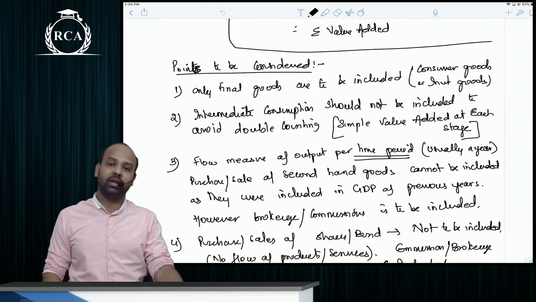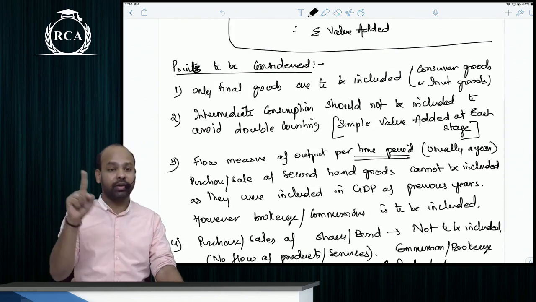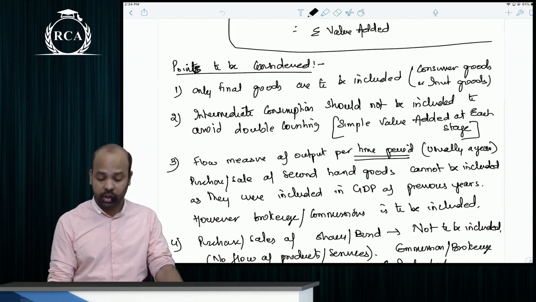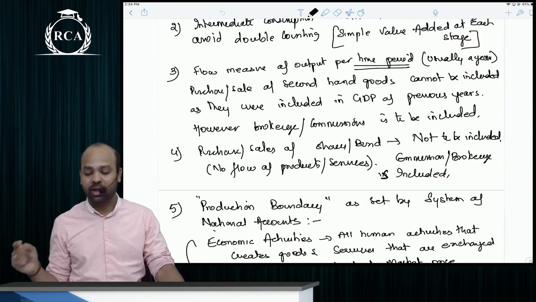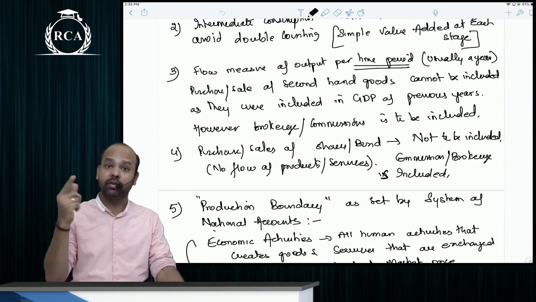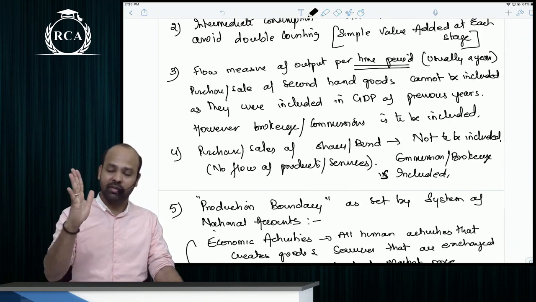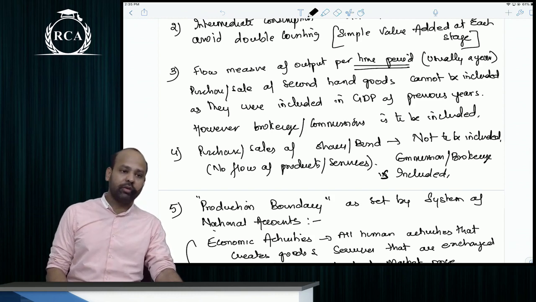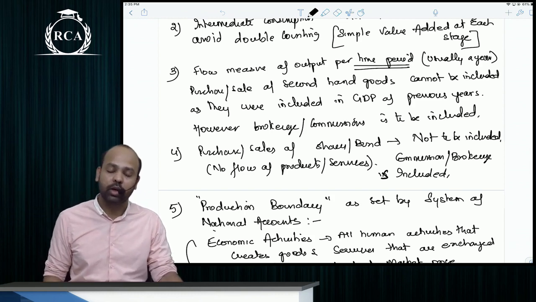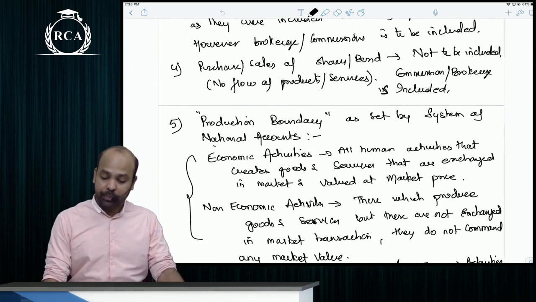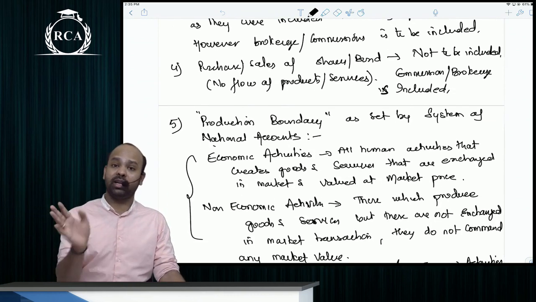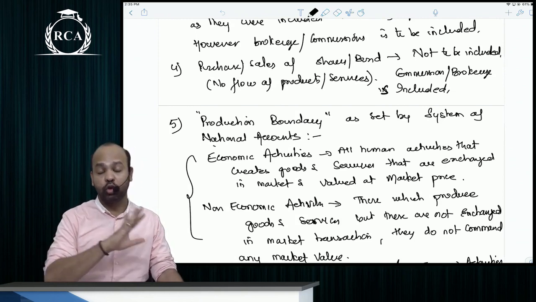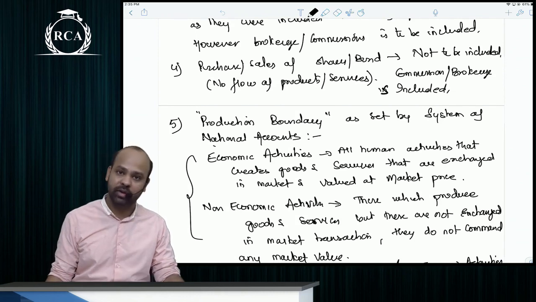What are the points to be considered while computing GDP at market prices? Only final goods are to be included. Correct sir. Intermediate consumption should not be included, to avoid double counting. This is a flow measure of output per time period. You cannot take second hand goods into consideration, because that is not an economic activity created during the year. However, whatever is the amount of brokerage or commission paid for those second hand goods will form part of GDP of the current year. Purchase or sale of shares or bonds does not result in a flow of products or services. That is only a flow of money. So you cannot take shares or bonds, capital investments into consideration.